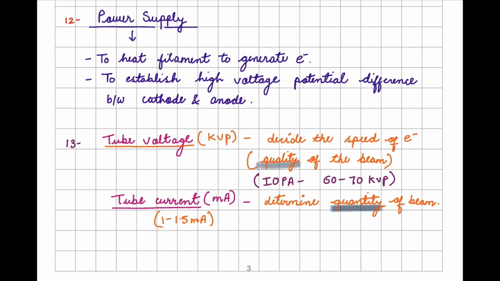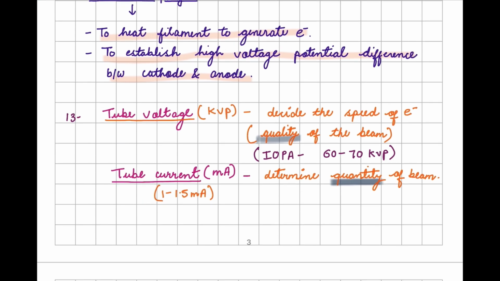Now the next question is power supply use. So the use of the power supply is to heat the filament in order to generate the electrons and to establish the high voltage potential difference between the cathode and the anode. And because of this potential difference, there is a flow of electrons.